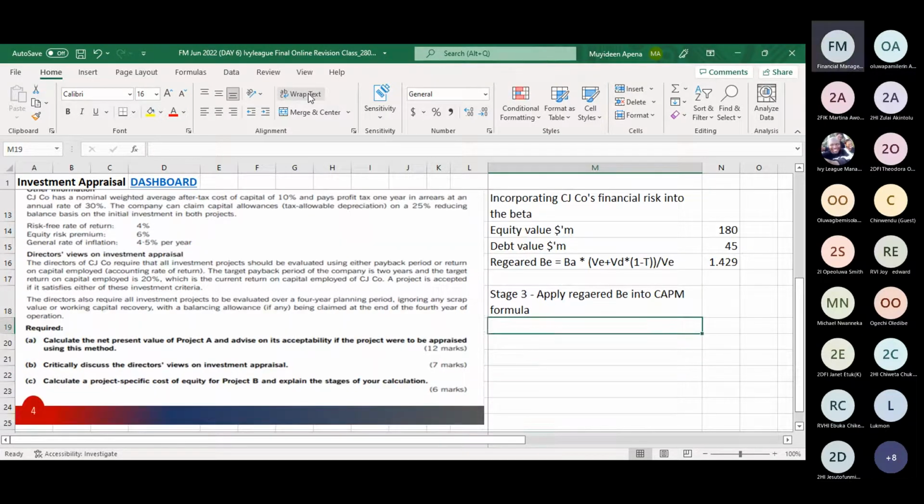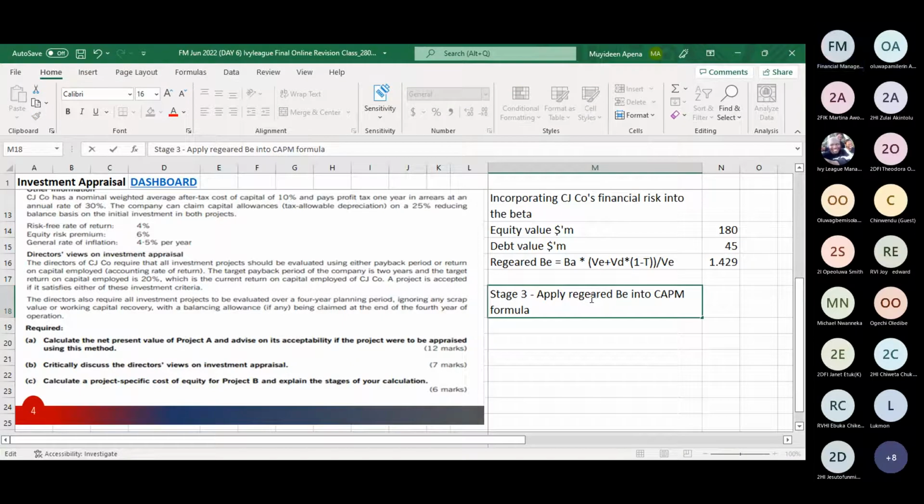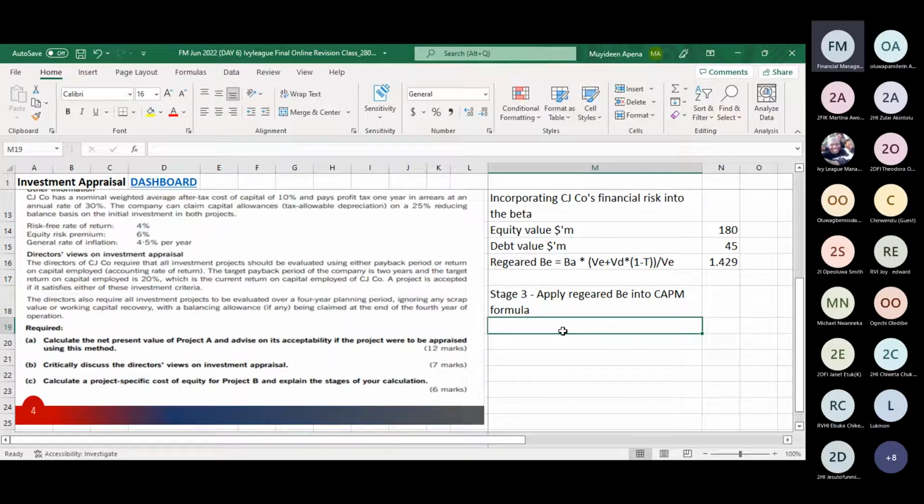So in our stage 3, we now apply the regeared beta into the CAPM formula. Remember our CAPM formula. KE equals what? Risk-free rate plus beta times the equity risk premium, ERP, isn't it? Yes, sir. And that is RM minus RF. So that's what we are doing now.